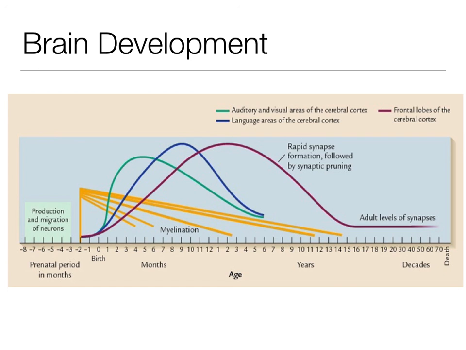We'll see language taking over next with that blue line, the language areas of the cerebral cortex being the next big area of development. And then the last one is the frontal lobes of the cerebral cortex.